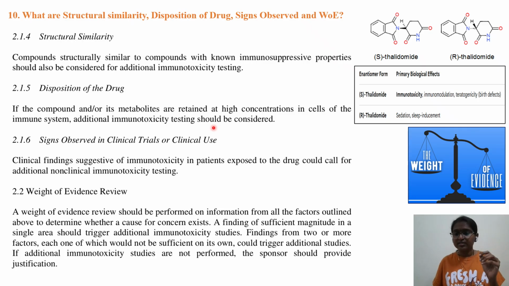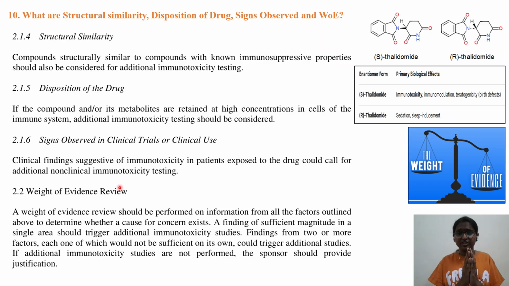Last one we'll see is trials. Since we are developing a new drug, you might be under phase 1 trial. Few healthy volunteers you might already be conducting, or have an ongoing clinical trial. In that clinical trial, if you see that there is a change in TH cells or NK cell activity, or in some assays you have performed you find a potential concern for the immune system, these clinical findings suggesting immunotoxicity in patients exposed to the drug could call for additional non-clinical immunotoxicity studies. These are the 6 things.